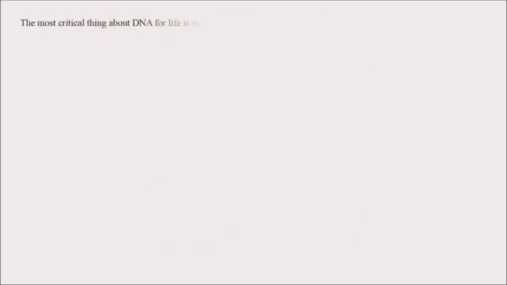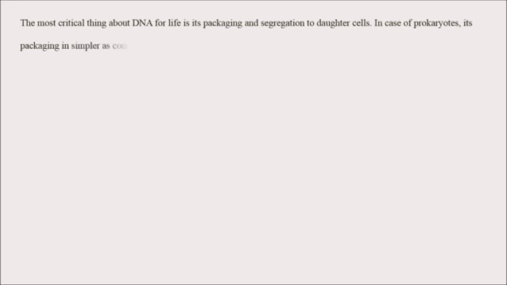The most critical thing about DNA for life is its packaging and segregation to daughter cells. In prokaryotes, its packaging is simpler as compared to eukaryotes.